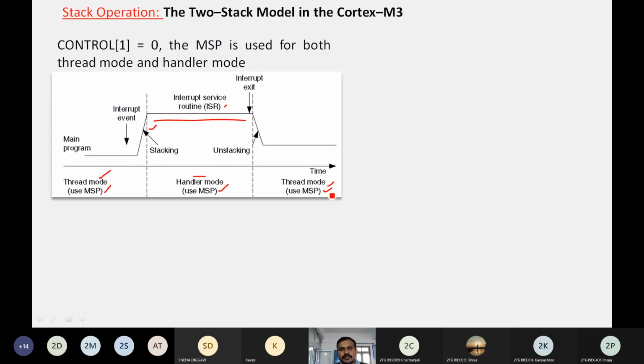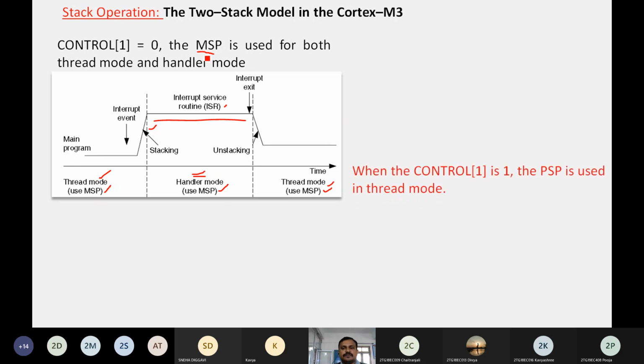So the conclusion of this diagram is that in both handler mode, while executing the subroutine, as well as in thread mode, while executing the main program, only one stack is used by this complete process. Only one stack, and to operate that stack, we use the main stack pointer, the respective stack pointer.